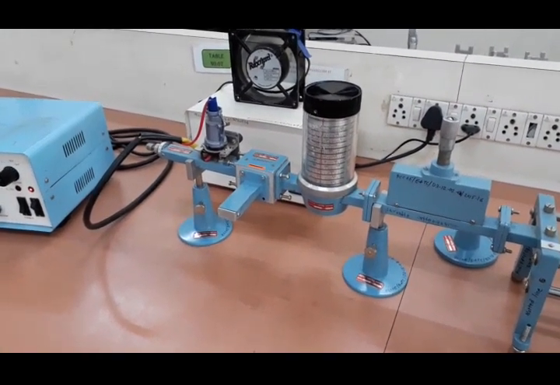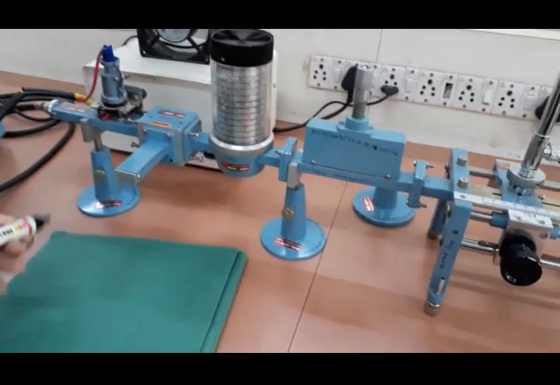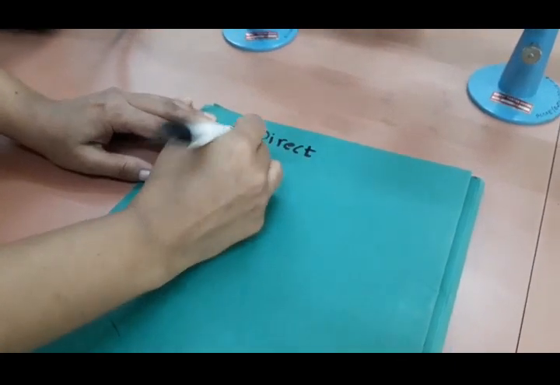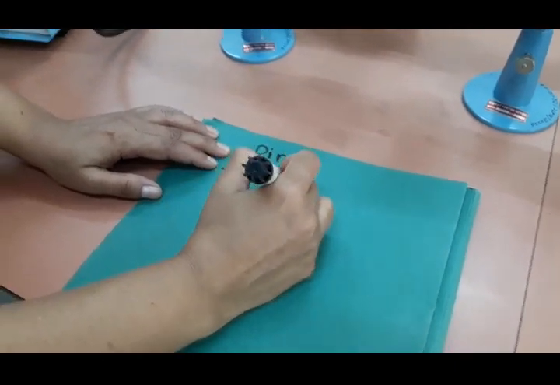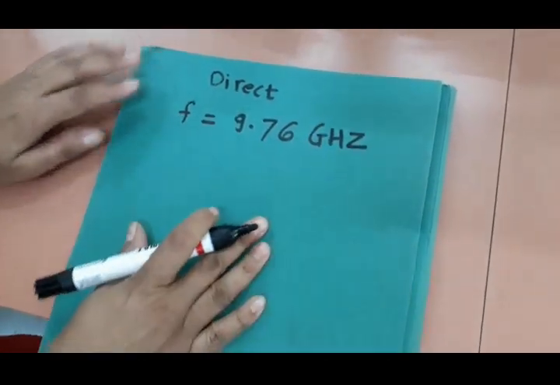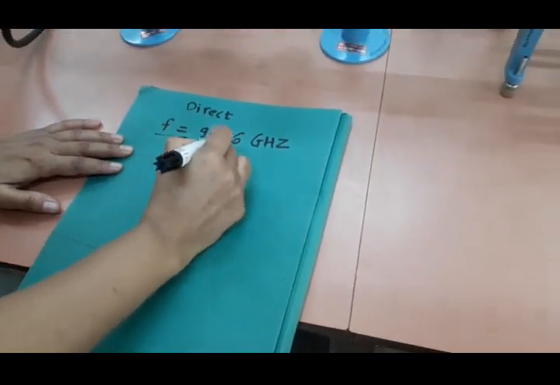So here I can say whatever frequency is generated, f by the direct method, is f equal to 9.76 gigahertz. Okay? So I'll note down this frequency somewhere.